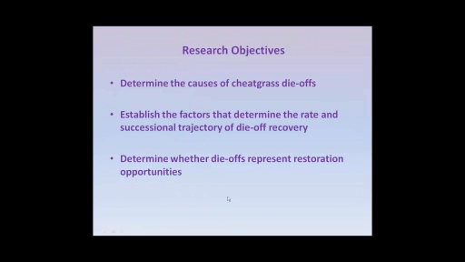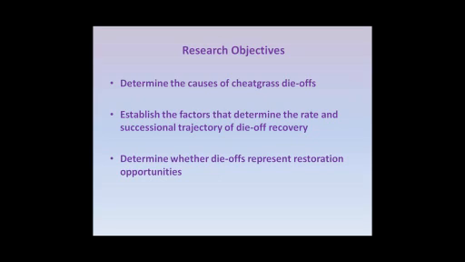So what are our research objectives? What we were charged with initially was to determine the causes of these die-offs, and that's obviously going to need to be understood in order to be able to manage post-die-off. And then we decided to emphasize two other aspects of the research. One was to determine what factors affect how quickly cheatgrass recovers after a die-off. And you can see from these maps that were just presented that sometimes this recovery happens very quickly, within a year. Sometimes it takes many years. So we need to understand what's controlling that.